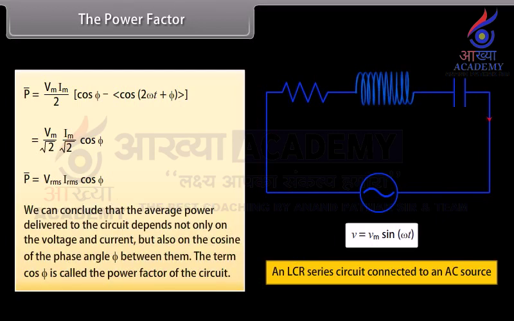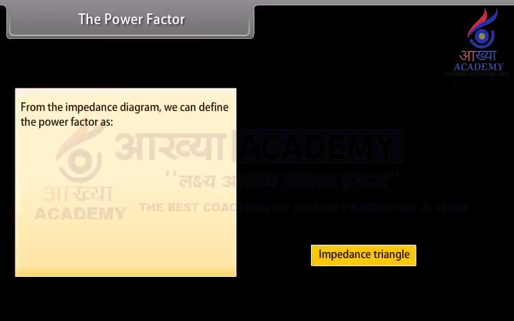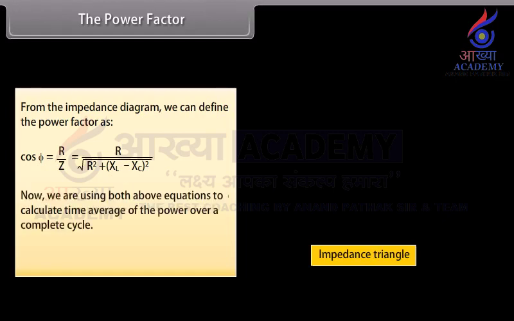We can conclude that the average power delivered to the circuit depends not only on the voltage and current, but also on the cosine of the phase angle phi between them. The term cos phi is called the power factor of the circuit. From the impedance diagram, we can define the power factor as cos phi equal to R upon Z, which is equal to R upon under root R square plus (XL minus XC) square. Now, using both above equations to calculate the time average of the power over the complete cycle, P bar is equal to IRMS square times R.